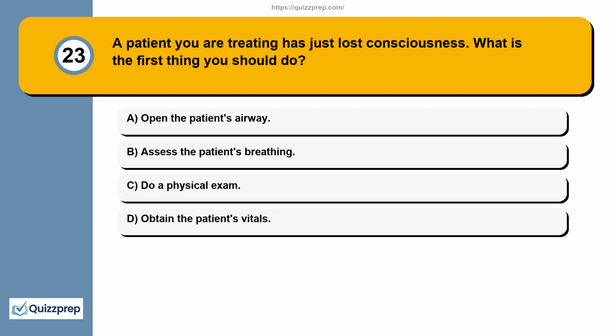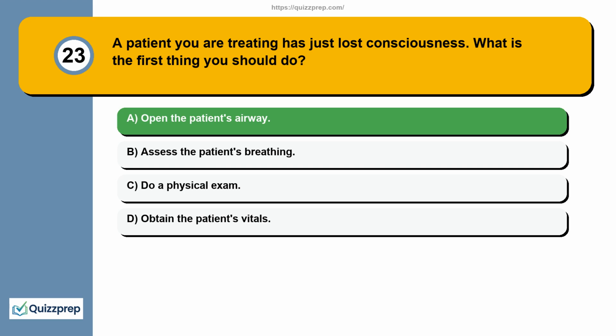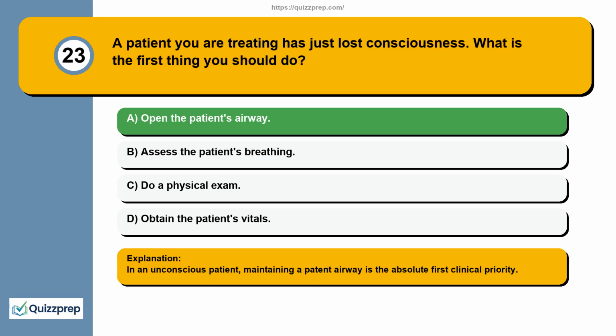Question 23. A patient you are treating has just lost consciousness. What is the first thing you should do? Open the patient's airway, assess the patient's breathing, do a physical exam, obtain the patient's vitals. In an unconscious patient, maintaining a patent airway is the absolute first clinical priority.